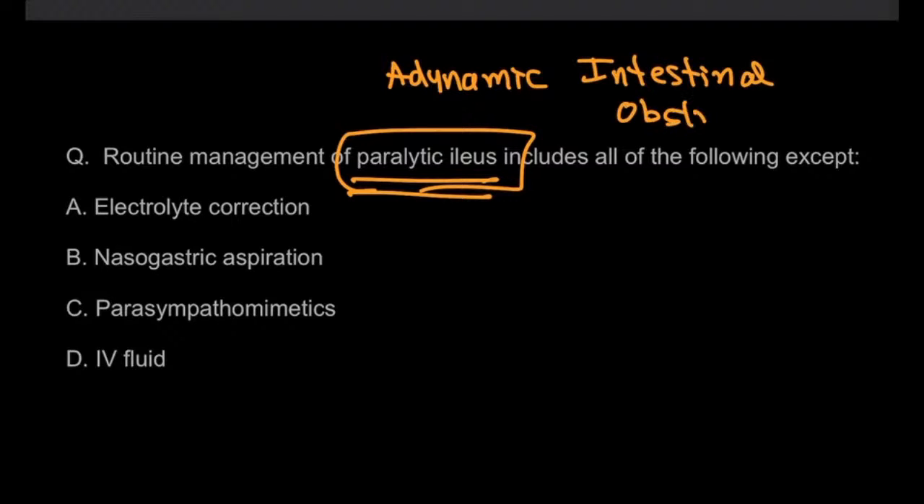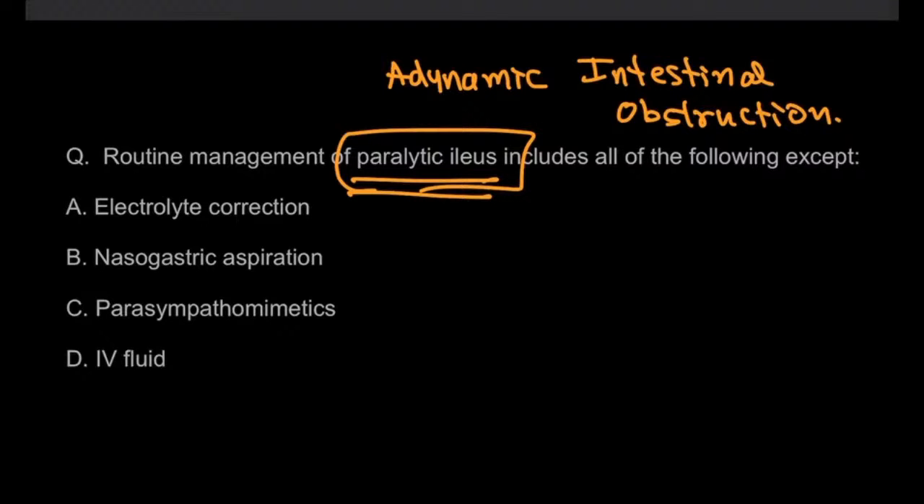So what do you understand by dynamic intestinal obstruction? It means that there is no physical obstruction. All you have is a loss of peristalsis, and because of this you get features like an intestinal obstruction. I hope you understand this particular concept. It is important. Now what I'm asking is, if you get a patient with paralytic ileus, the routine management includes all of the following except: electrolyte correction, nasogastric aspiration, parasympathomimetics, and IV fluids.